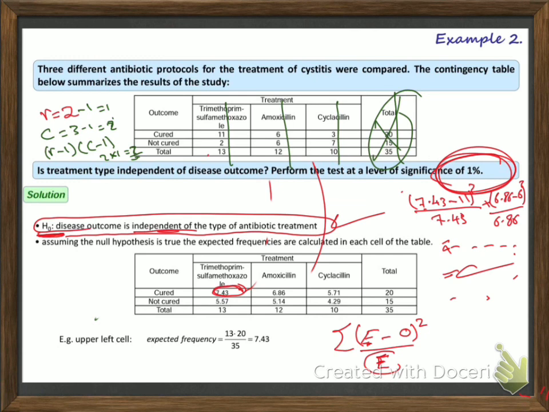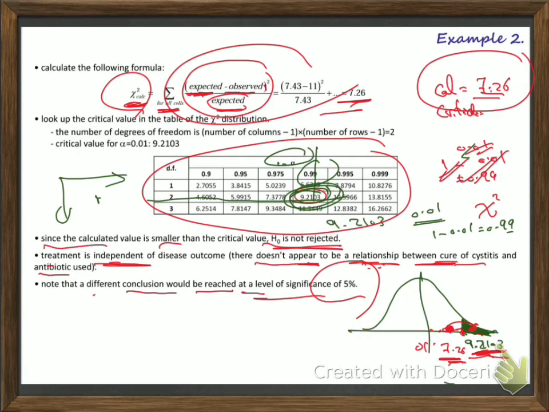So here we can say that since H naught, the null hypothesis, is not rejected, this statement is valid. Okay? So the disease outcome is independent from the type of the antibiotic. Since the calculated value, which is 7.26, is smaller than the critical value, which is 9.2, H naught is not rejected. Which means that the treatment is independent of the disease outcome.